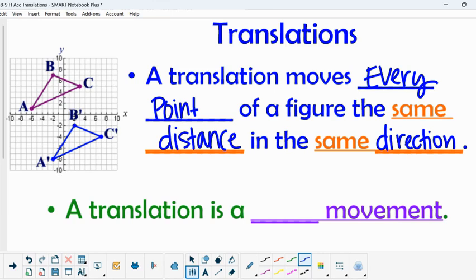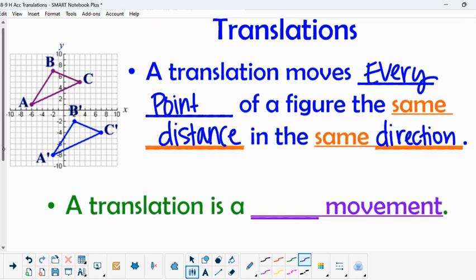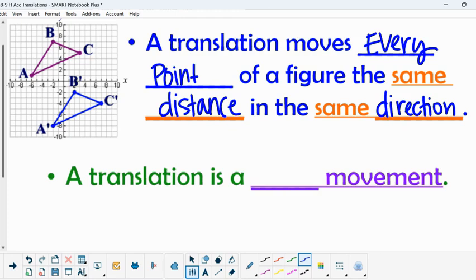So if we do a translation, if we stick that piece of tape to your hand and just slide that triangle somewhere else and drop it off, is it going to be rigid or non-rigid? Yeah, it's going to keep its shape and size. So this one is a rigid movement. Okay, it's a rigid transformation.